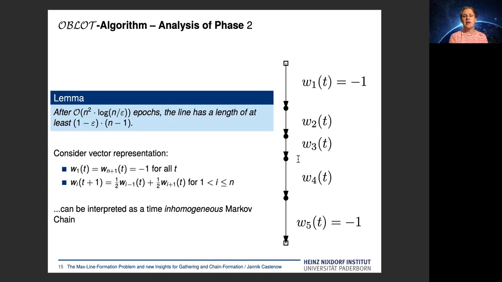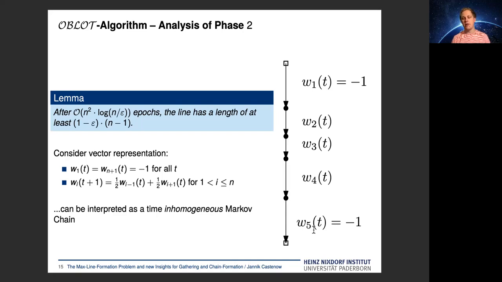The second phase can be analyzed by a nice analogy, or a nice relation, to time-inhomogeneous Markov chains. So here we look at the vector representation. We always look at the vectors connecting two neighbors in the chain. The vector v1 goes from the virtual robot to the first robot in the chain, and this is always the vector -1 in this drawing here. Then the next vector pointing to the next robot below is called v2, and then we have v3 and so on. And the last vector, which points to the virtual robot, is again the -1 vector.